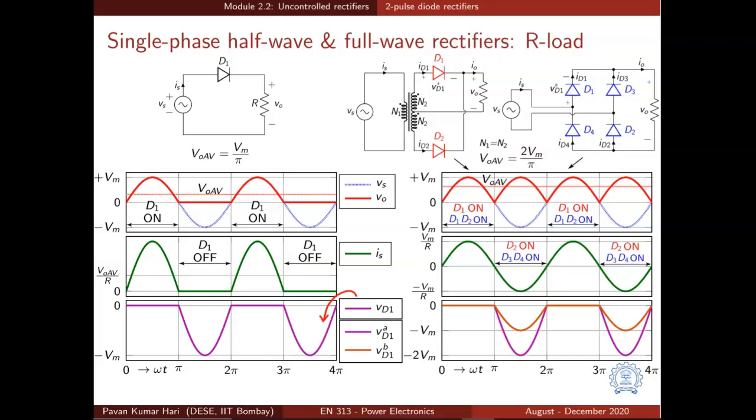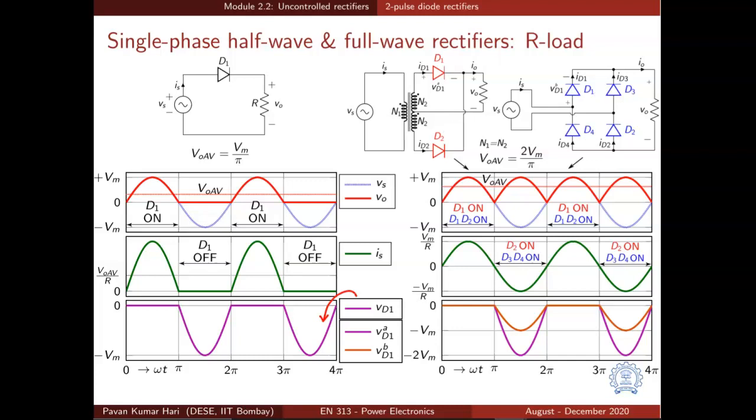Now on the right side we have both possibilities of full wave rectifier shown, and in the full wave rectifier with center tap transformer and 2 diodes, we represent the diodes in red color, and in the 4 diode rectifier we represent diodes in blue color, so the numbering is again from D1 to D4.